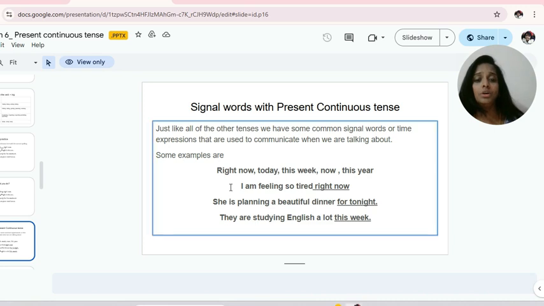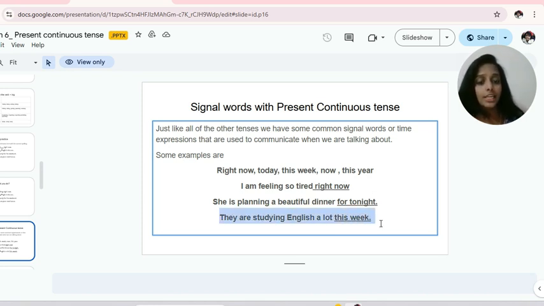I'm feeling so tired right now. This shows an ongoing state of tiredness at the moment of speaking. She is planning a beautiful dinner for tonight. Here we see a current ongoing action of planning.